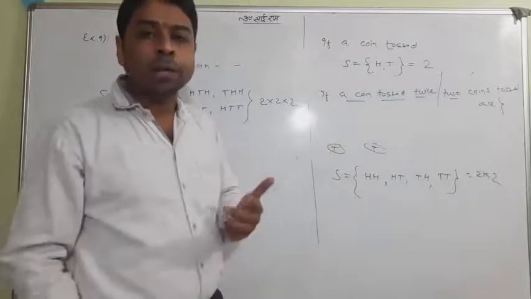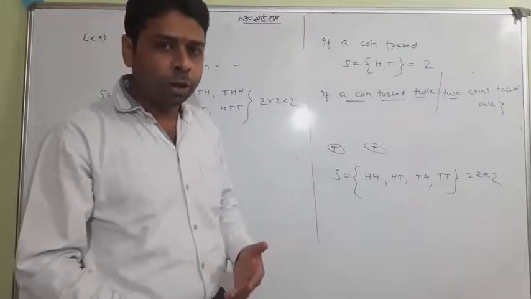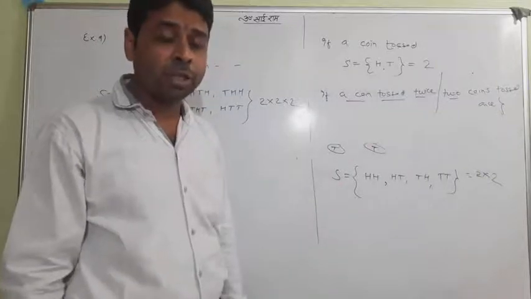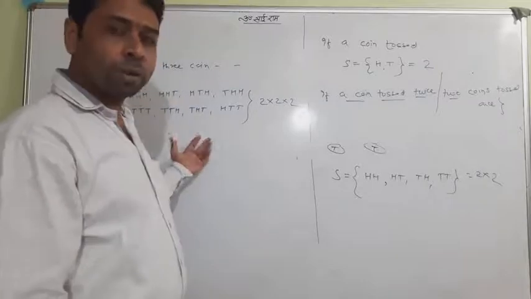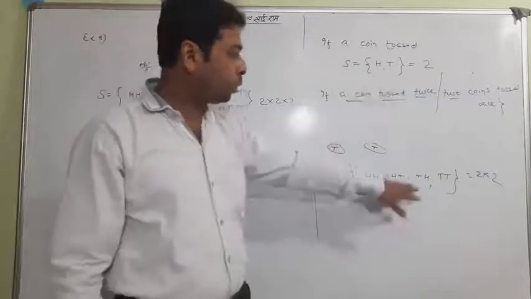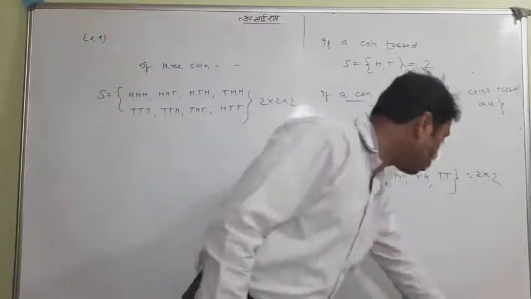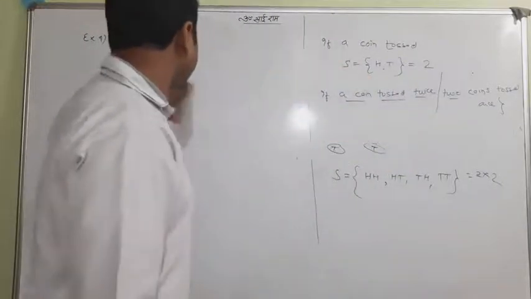When coins are tossed, or a coin is tossed more times, this is the way of finding the sample space, and one should note up to 3: 1 time, 2 times, 3 times. These samples must be kept in mind. Okay, so this is what I taught for the coin.